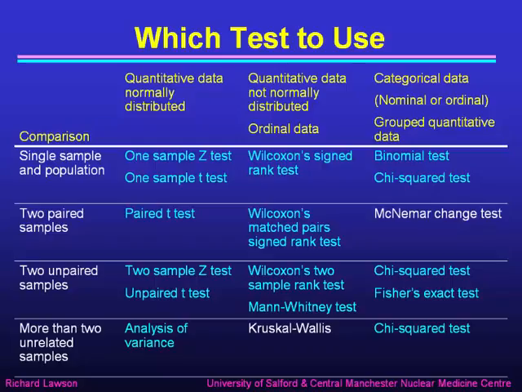We also looked at analysis of variance when we're talking about quantitative data. That's used when we've got more than two unrelated samples. So the analysis of variance is the parametric test. The non-parametric equivalent of analysis of variance is called Kruskal-Wallis. I haven't talked about that, but again you can look it up if necessary. But if we've got categorical data, we've seen that the chi-squared test can be extended to any number of rows and columns, so that can be used for more than two unrelated samples.